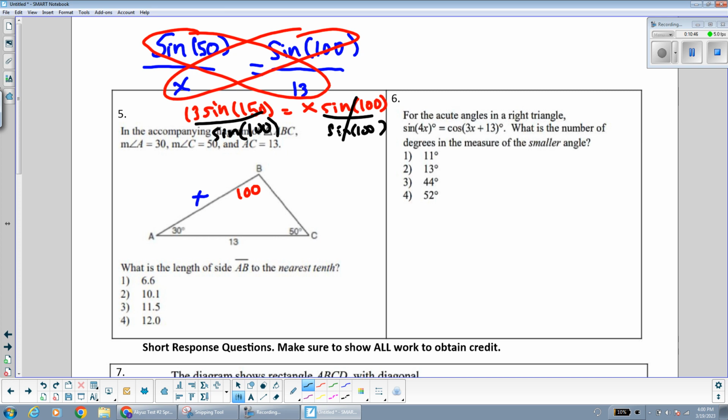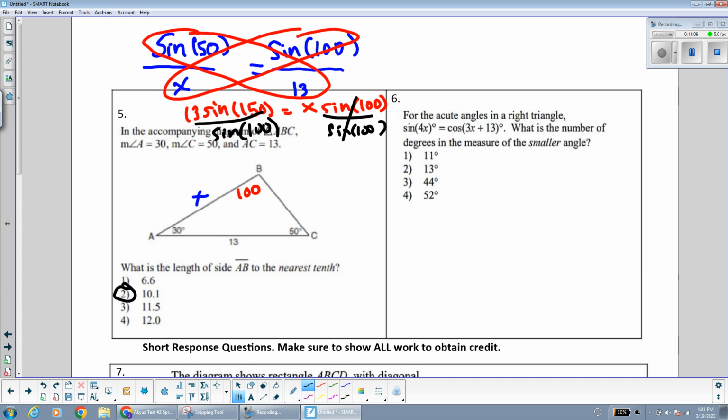So we have x is equal to 3 sine of 150 divided by sine of 100. If you type that into your calculator, you should get approximately 10.1 to the nearest tenth. For the next question, remember sine and cosine.